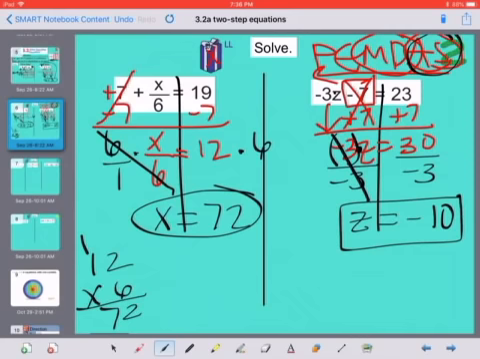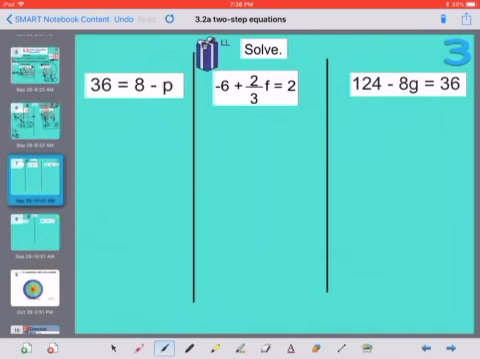All right, let's flip over to the back side and try some more. This next one doesn't look like a two-step equation, but it really is, because this is 8 minus 1p. There is another number there. That's a 1.